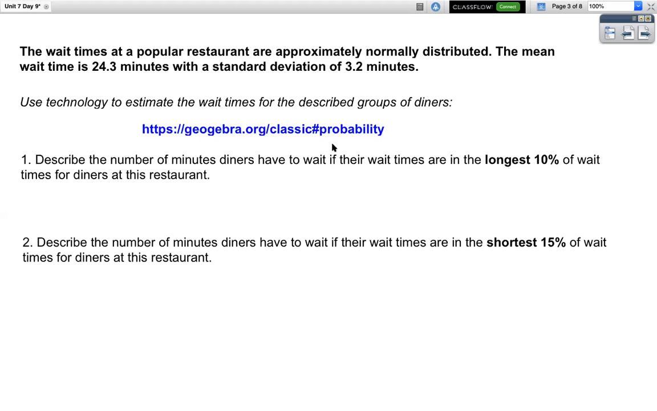But if you are familiar with that probability calculator, you can go ahead and pause the video and take as long as you need to set up your normal curve given the information here, and then answer these two questions. Once you think you have everything done, unpause the video and we will review.